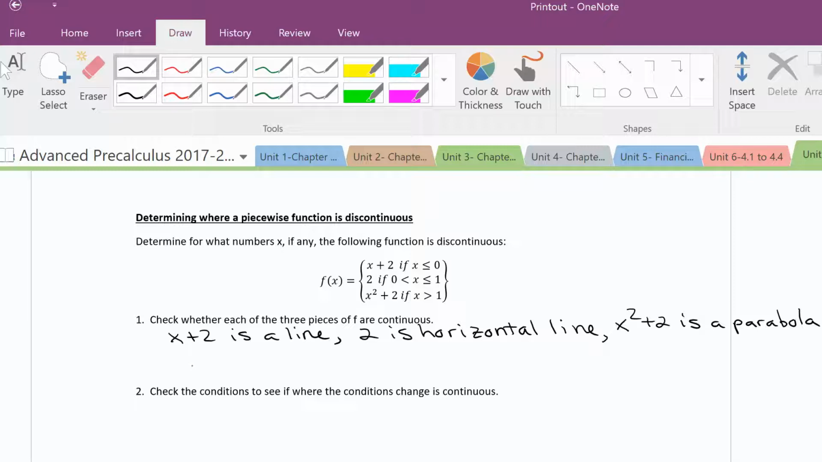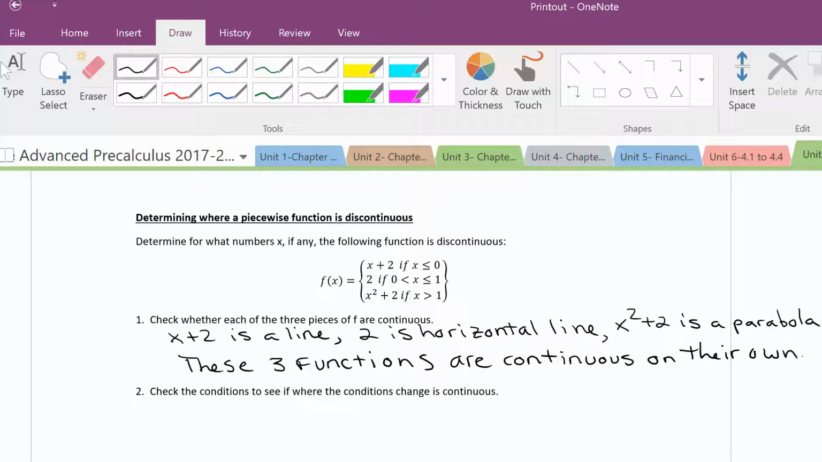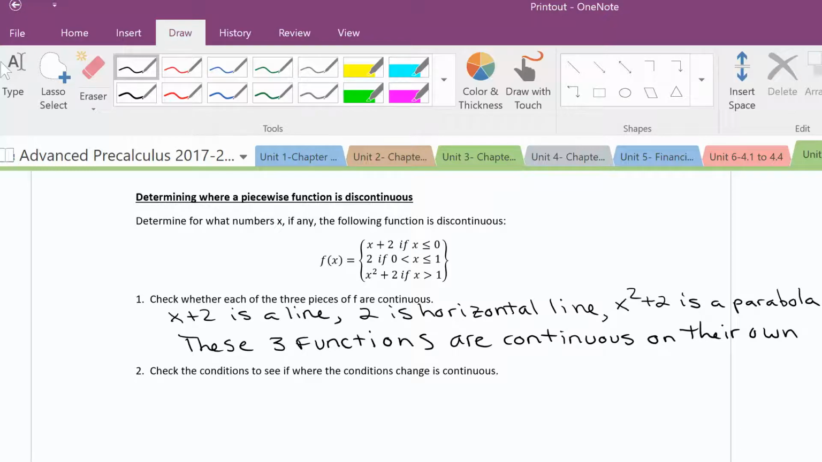So therefore, these three functions are continuous on their own. So now, looking at the piecewise function, we have to determine where the conditions change and whether they are continuous. So there's two places they change, at 0 and 1. So we're going to check if it's continuous at 0 first.